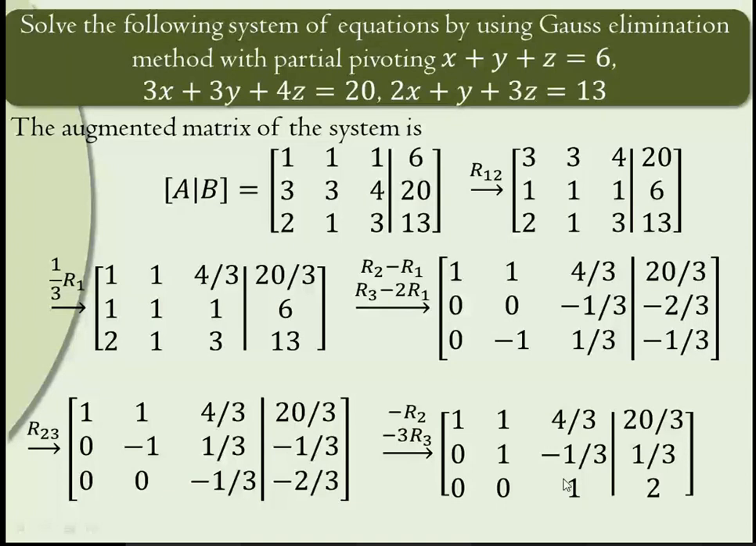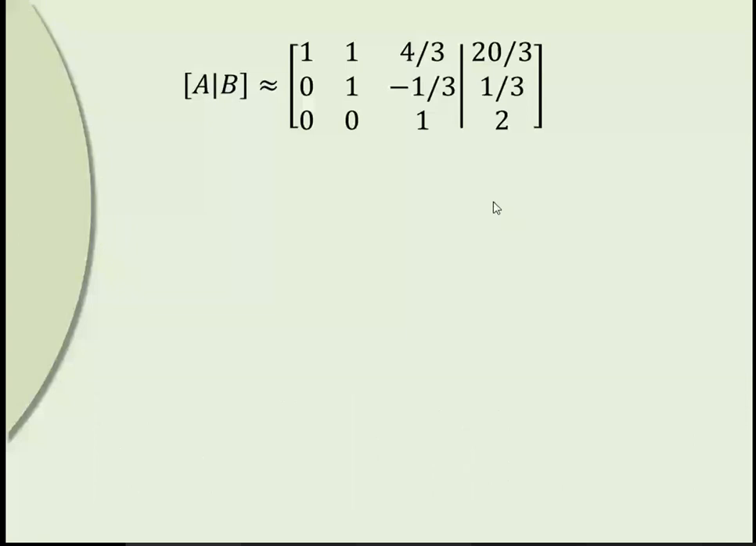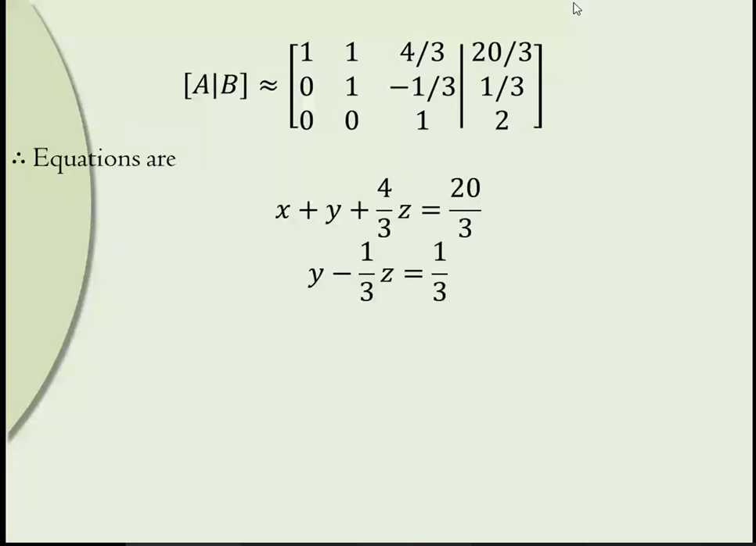Now from this write down the equations. The first column will be the coefficients of x, the second column are coefficients of the y term, the third column are coefficients of the z term, and the last are the constant terms. So we get the equations: 1 into x plus 1 into y plus 4 by 3 into z equal to 20 by 3, 0 into x plus 1 into y minus 1 by 3 into z equal to 1 by 3, 0 into x plus 0 into y plus 1 into z equal to 2.